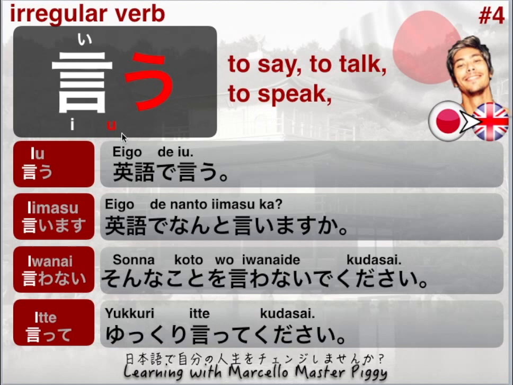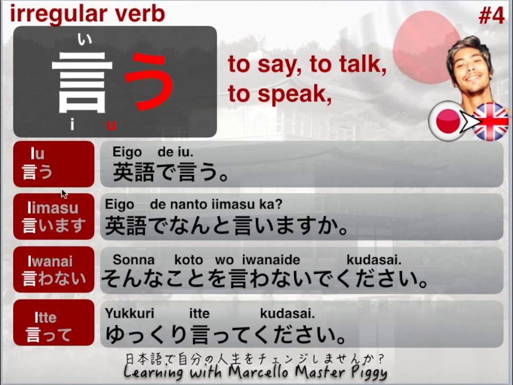Remember, the hanasu kanji is used, for example, in conversation, kaiwa, while this one is only to say something. In fact, if you look at the kanji, the kanji of iu is the left part of the kanji of hanasu. In other words, the kanji of hanasu has this kanji plus the kanji of tongue. So it's kind of similar but different. Anyway, to say, to speak, to talk, you can memorize all of them.